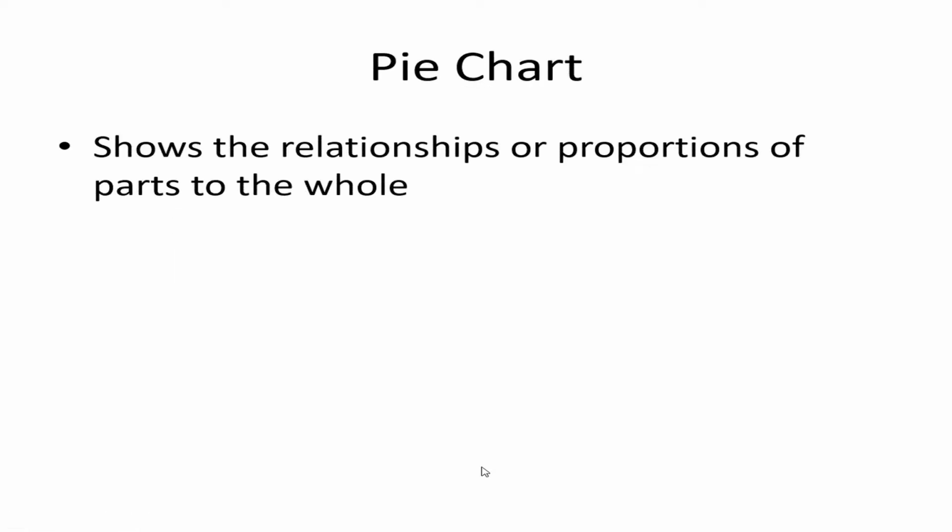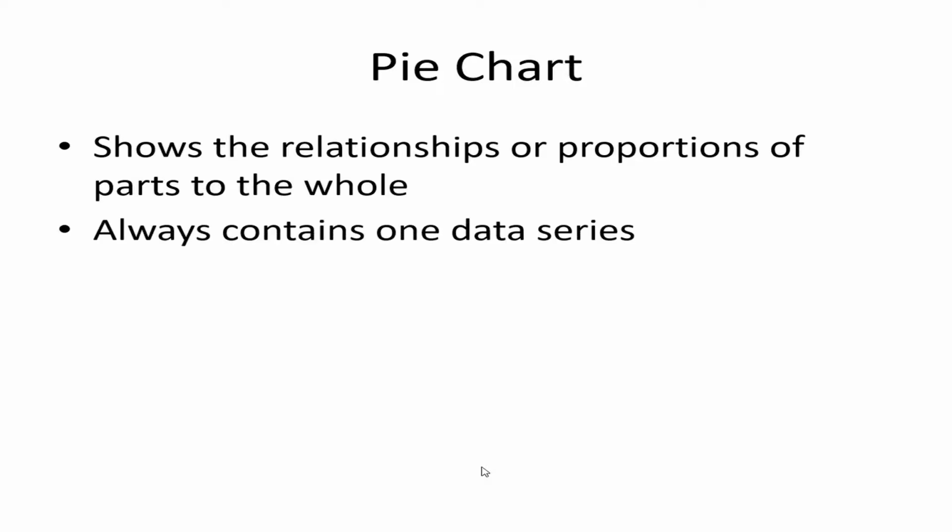This is the definition of a pie chart. It shows a relationship or proportions of parts to the whole, and it always contains one data series. This is one of the things that only is related to the pie chart. Even if I have several data series, a pie chart can only plot the first data series.